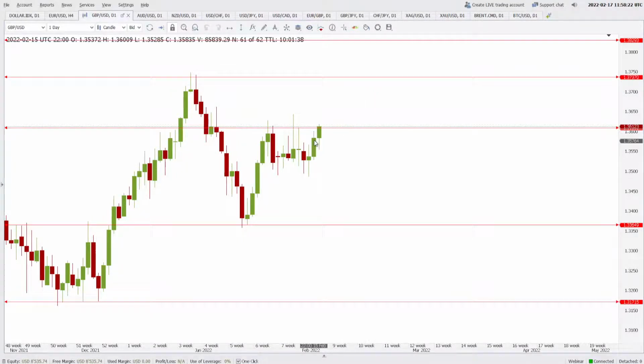On the contrary, if the price resumes its downtrend from here, then the next target on the downside will be 1.3364 for the GBPUSD.